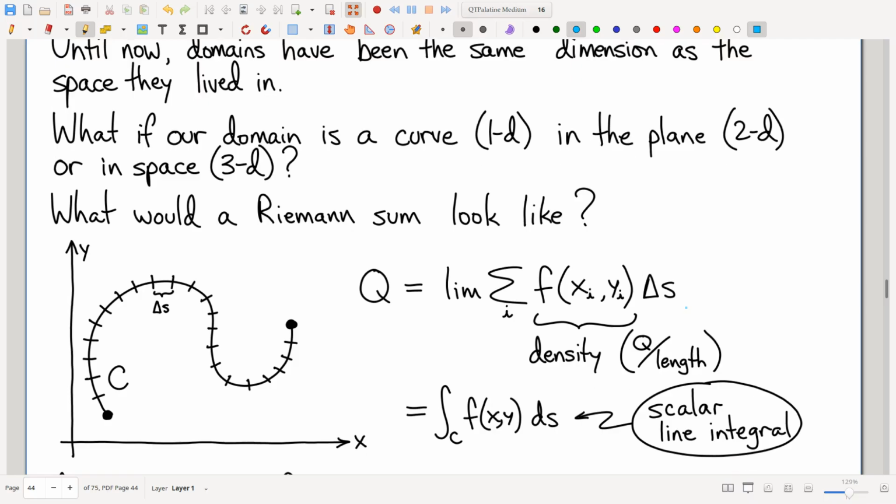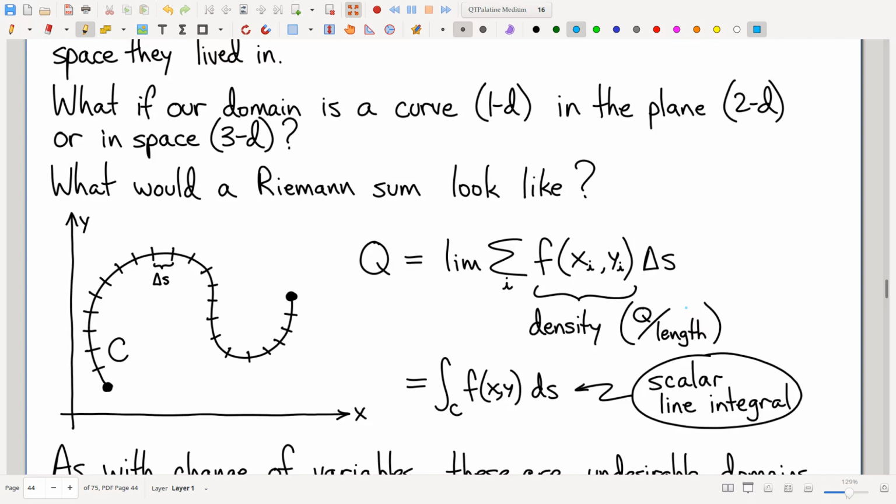How do we connect to applications? For example, if I wanted to compute the total mass of snow on this driveway, Q here would be mass, and then this density, this integrand, would be mass of snow per foot of length of the driveway. Okay, here's the notation. It's just notation, basically shorthand.